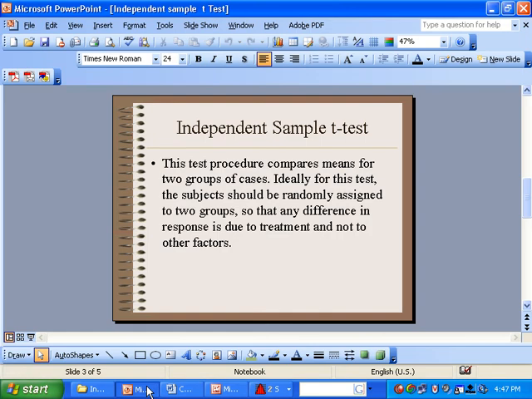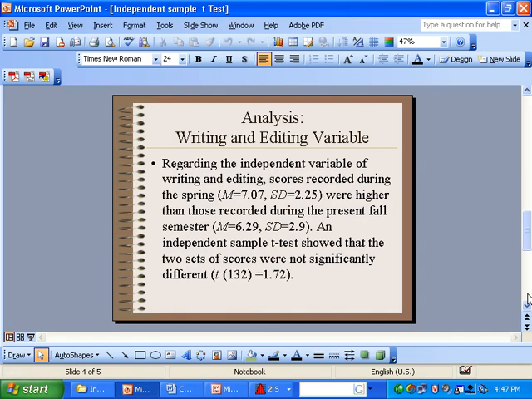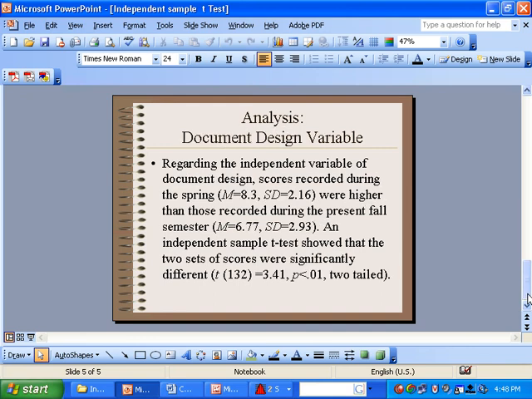We can therefore come to these conclusions. Regarding the writing and editing variable, scores recorded during the spring at 7.07 were higher than those recorded during the present fall semester. We said that there was a decrease to 6.29. An independent sample t-test showed that the two sets of scores, however, were not significantly different, because the t-statistic did not meet or exceed the critical decision-making point.